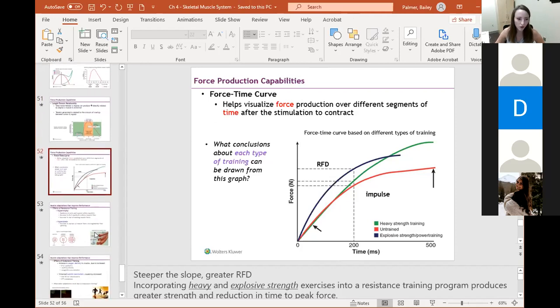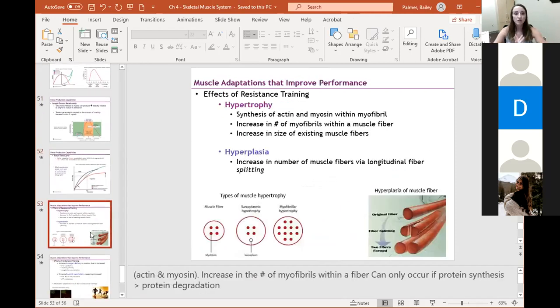Just a few more points on the review. Knowing the difference between hypertrophy and hyperplasia. So now we're looking at adaptations to resistance training. We're looking at what's going to happen to the muscle over time with resistance training.